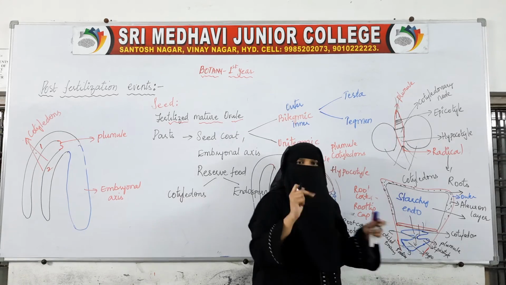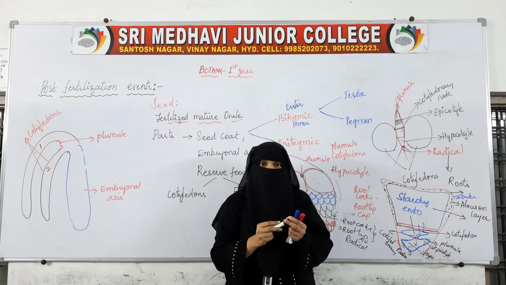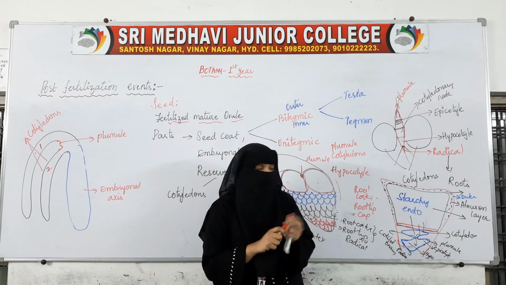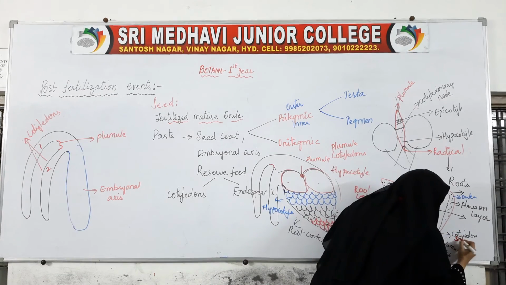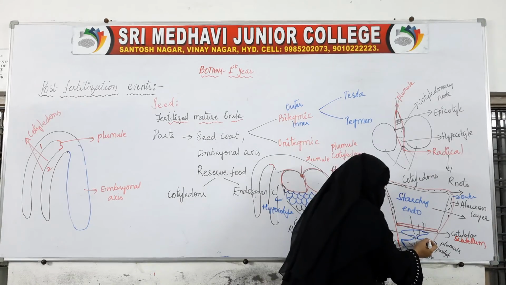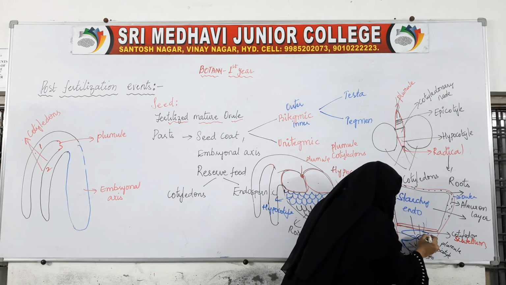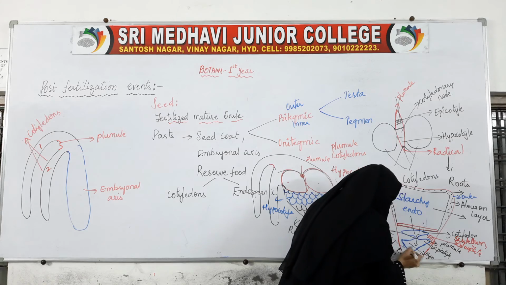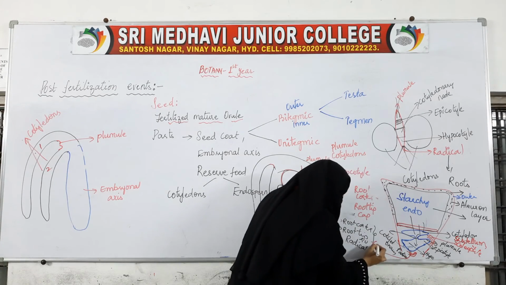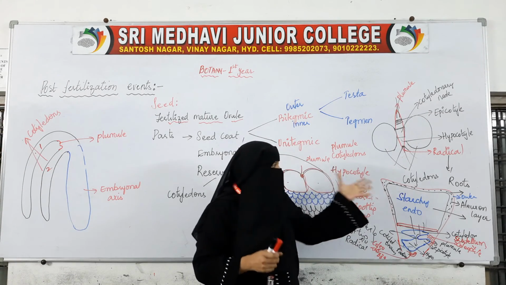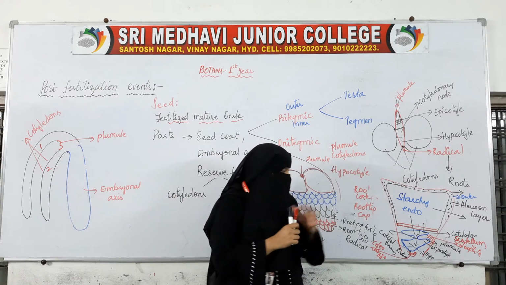In monocots we have only one cotyledon. I have told you that in monocots the cotyledon is called the scutellum. So this is the scutellum. Here the plumule is covered by a sheath. This is the coleoptile. And this is also covered by a sheath. This is the coleorhiza.